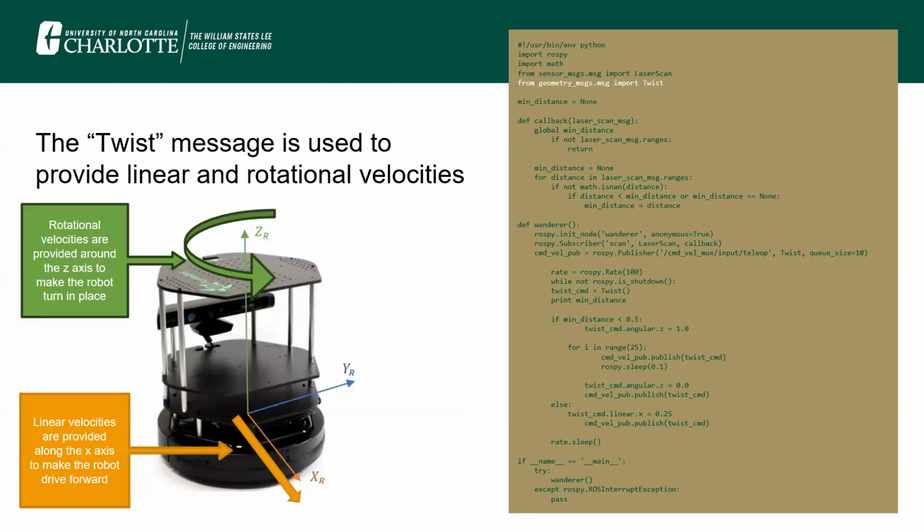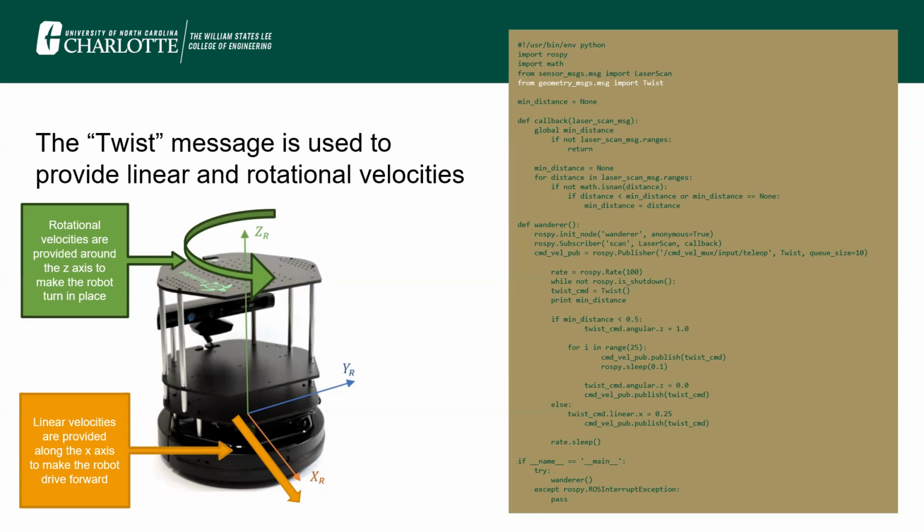And then we're going to pull in the twist message type. Twist message is going to allow me to publish velocities that I want this robot to carry out. Since this is just a simple differential drive robot, that means it's just got two little wheels on the bottom that spin. That means I can only really give it two types of velocities to carry out: linear velocities, which means it's just driving straight in front of it, or rotational velocities where it just turns in place.